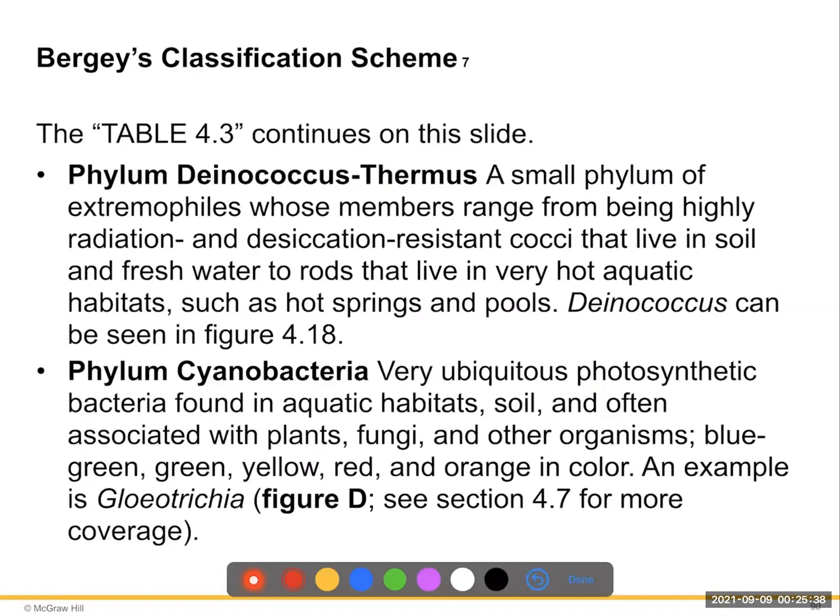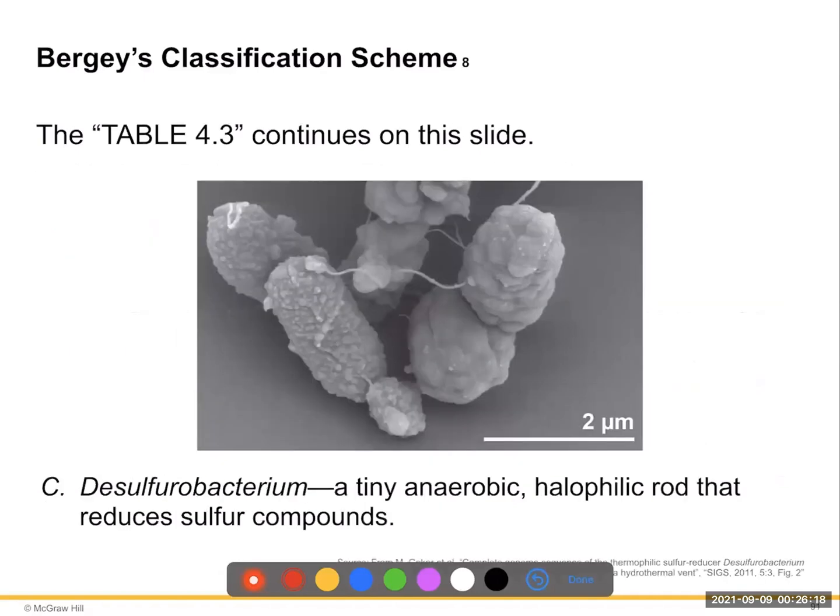We have phylum Deinococcus-Thermus, which is a small phylum of extremophiles. Extreme temperatures or pressures, ranging from being highly radiation and desiccation resistant, living in the soil, fresh waters, and in very hot aquatic habitats, like hot springs and pools. Phylum Cyanobacteria. Again, they're photosynthetic, found in aquatic habitats, on the soil, and associated with plants, fungi, and other organisms. Blue, green, yellow, red, and orange in color. And this is what some look like.